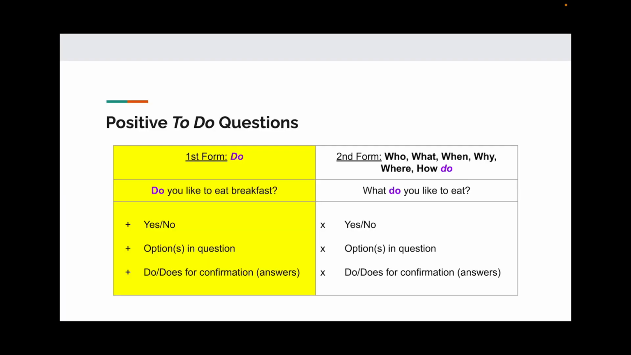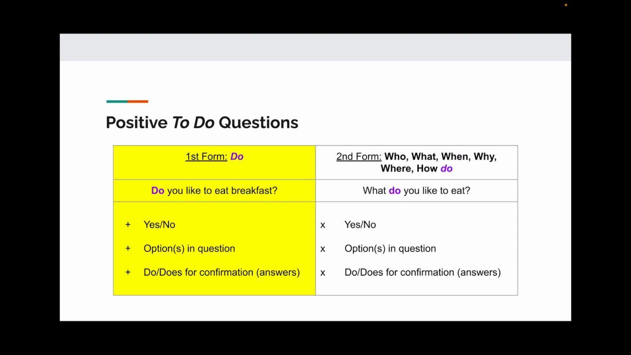And so let's talk about the first form and second form positive. For the first form, you have questions that begin with do or does. A good example we have here is, do you like to eat breakfast? We can answer questions like this with yes or no, but we don't have to. You can also find an option or multiple options in the question itself to include in your answer to the question. And you can answer questions like these with do or does.